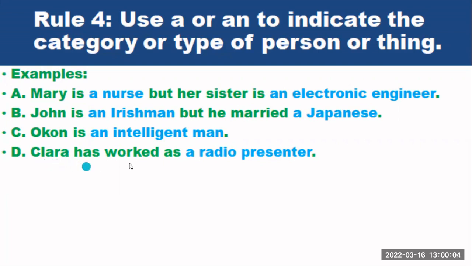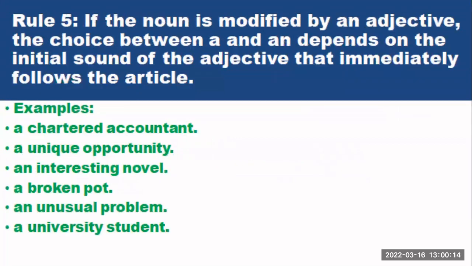Example D, Clara has worked as a radio presenter. What type of person is Clara? A radio presenter. Now let's look at rule number 5. If the noun is modified by an adjective, the choice between a and an depends on the initial sound of the adjective that immediately follows the article.